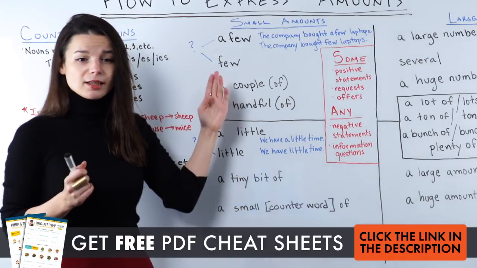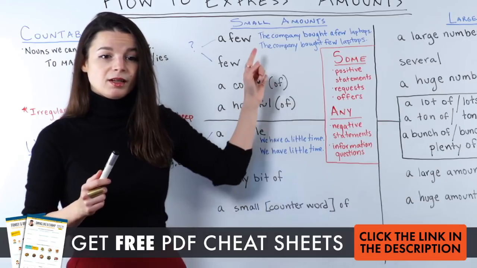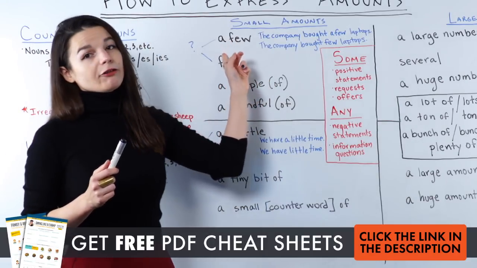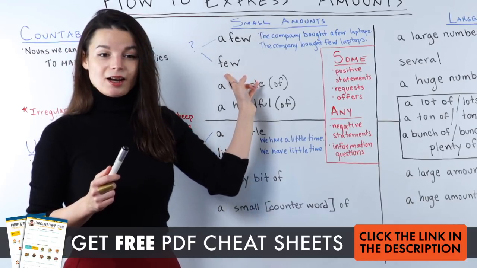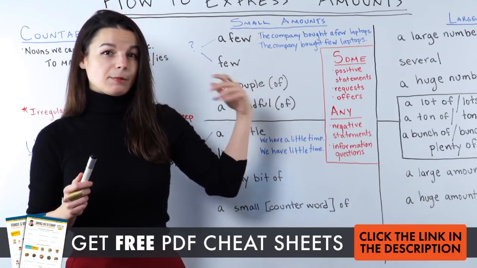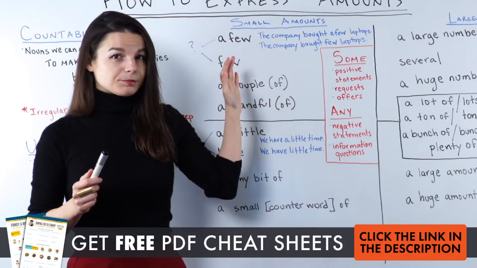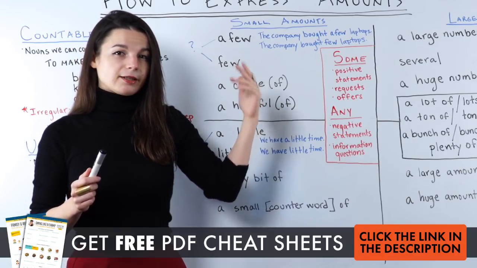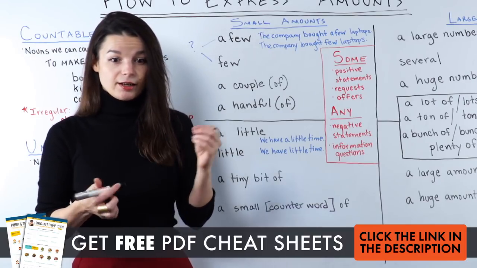First, let's talk about countable nouns, expressions you can use with countable nouns. First, a few, and few. So I want to talk about these first. Let's look at some example sentences. A few and few are very similar, but there's a key difference in terms of nuance. There's a small feeling difference here.